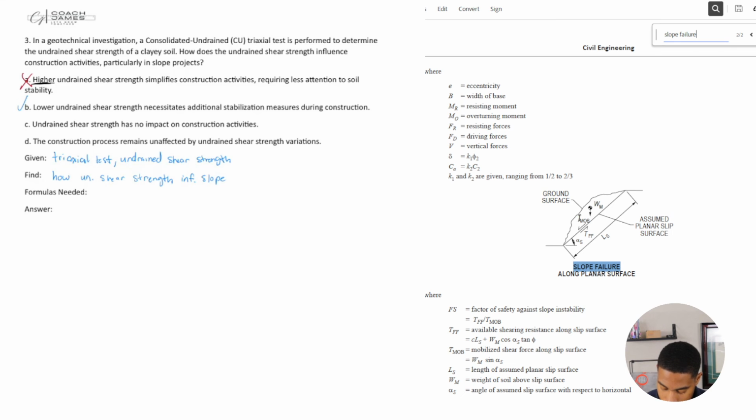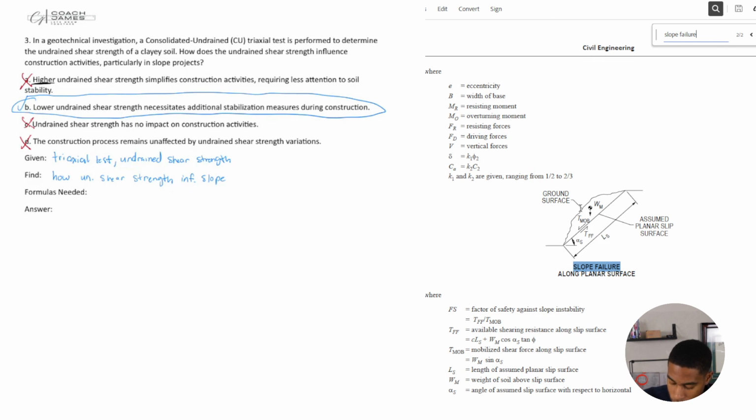All right. Undrained shear strength has no impact. Shear strength does have an impact on construction activities, so I would say that's wrong. And the construction process remains unaffected by undrained shear strength variation. So if shear strength varies, the construction process remains unaffected? No. So the best answer would be B.